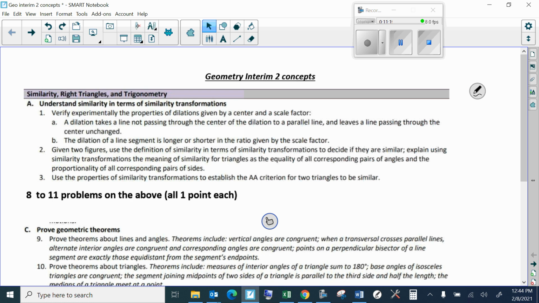Number 3, use the properties of similarity transformations to establish the AA criterion for 2 triangles to be similar. Okay, I'm doing similarity transformation.